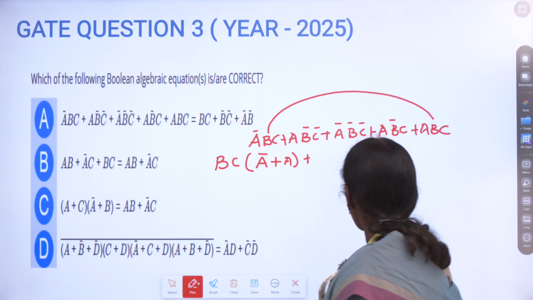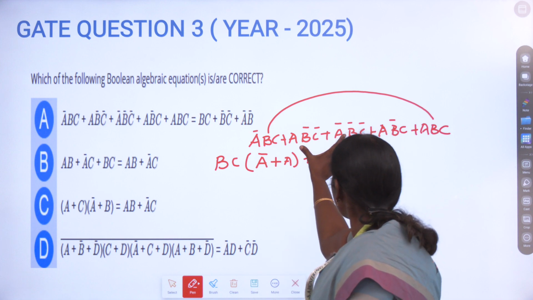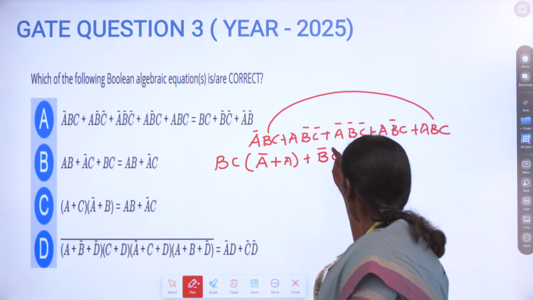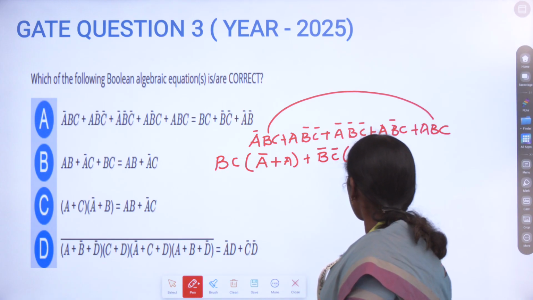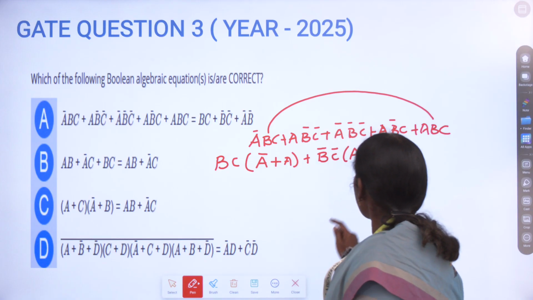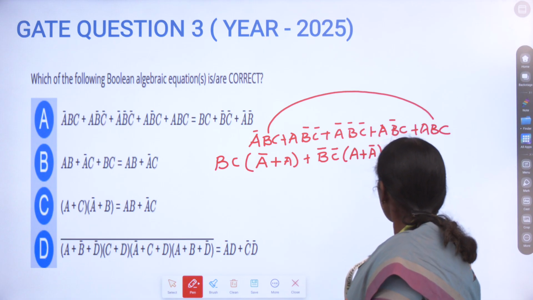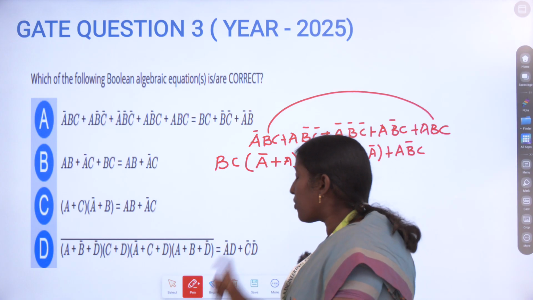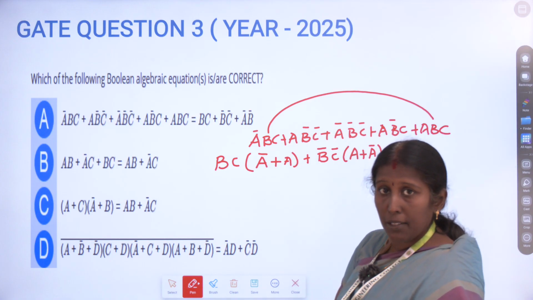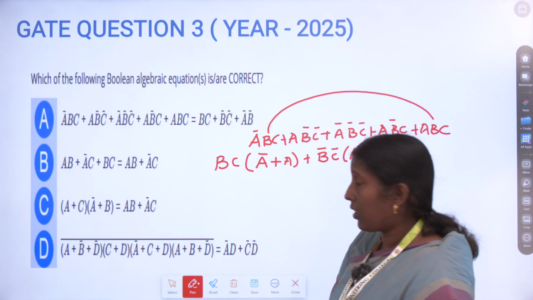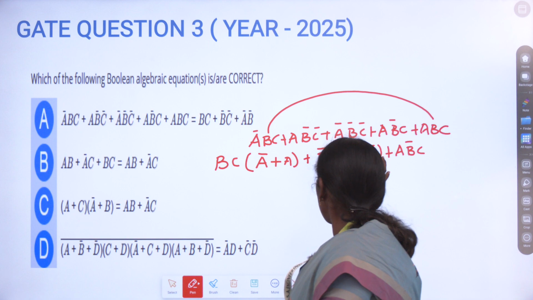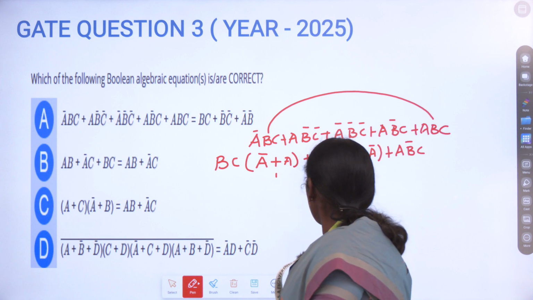and similarly let me check which terms are common again. If I see, these two terms are common, that is B bar C bar is common. So what is there in your bracket? A plus A bar. The last term has no simplification, let me keep the same thing. From the law we are very clear that A plus A bar is equal to 1. So this will be equal to 1, obviously this will also be 1.